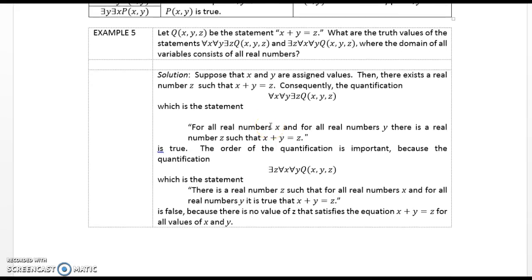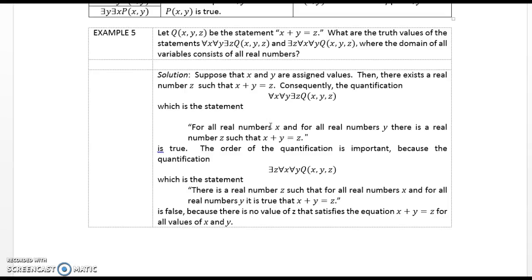Example 5. Let Q(x,y,z) be the statement x plus y equals z. What are the truth values of the statements "for all x, for all y, there exists z, Q(x,y,z)" and "there exists z, for all x, for all y, Q(x,y,z)", where the domain of variables consists of all real numbers?